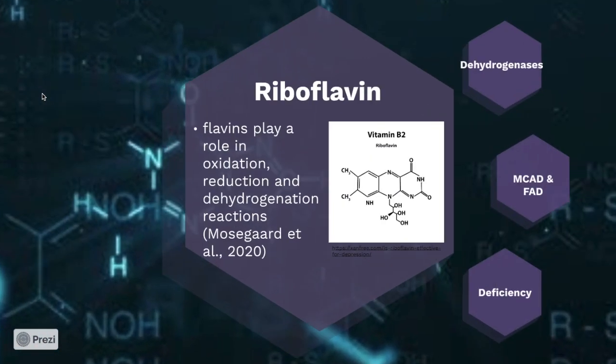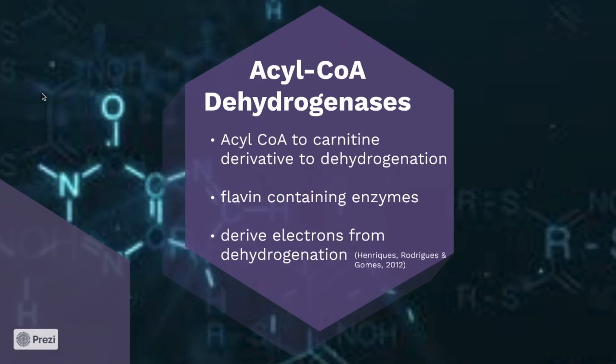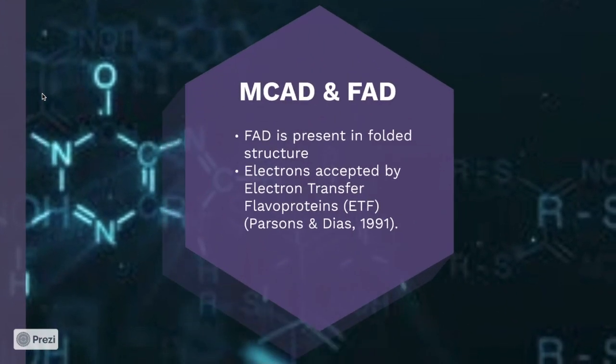The main vitamin of importance in MCAD is riboflavin. Flavins are protein cofactors that participate in oxidation, reduction, and dehydrogenation reactions. Acetyl-CoA is formed and transferred into the mitochondrial membrane as a derivative of carnitine when it is activated within the cytosol during mitochondrial beta oxidation. A dehydrogenation then occurs to the acyl-CoA fatty acid. Acyl-CoA dehydrogenases are flavin-containing enzymes that help derive electrons from the dehydrogenation reactions, which are accepted by an electron transfer flavoprotein. FAD is also present to help MCAD fold into its final structure.